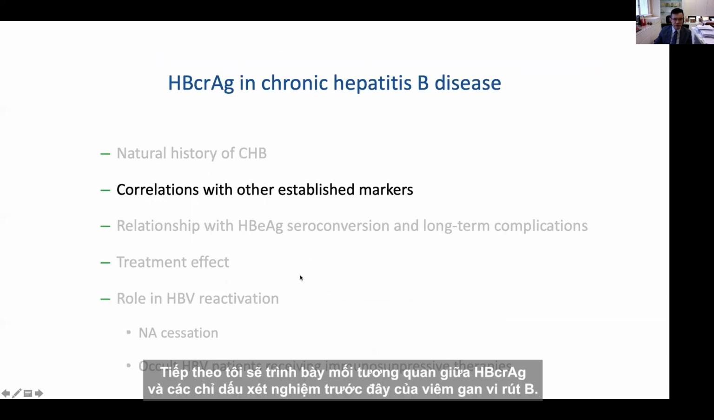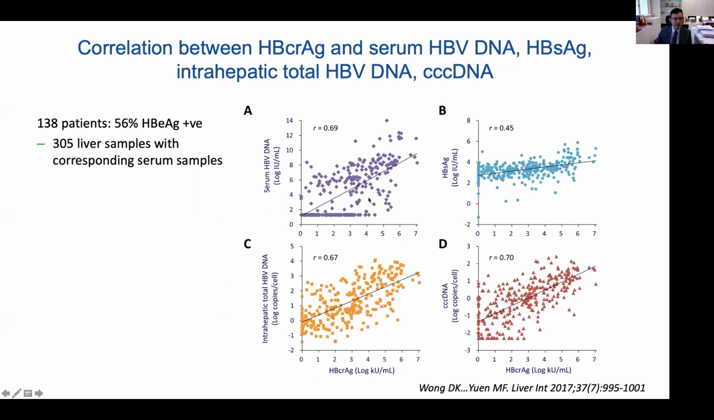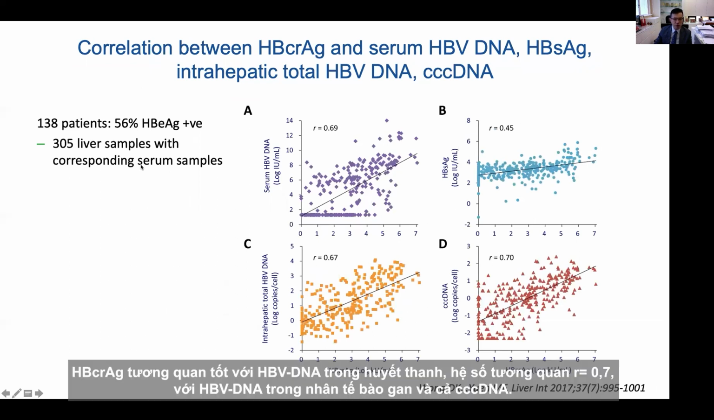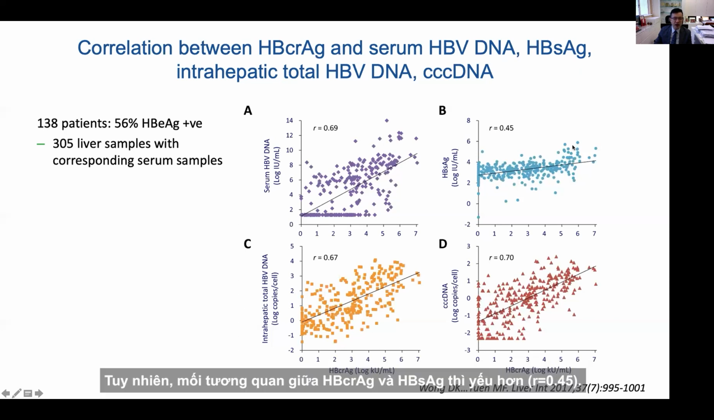My next illustration of core-related antigen is its correlation with the established markers of hepatitis B. According to our study, core-related antigen correlated well, with a correlation coefficient of 0.7, with serum HBV DNA, intrahepatic total HBV DNA, and also cccDNA. However, the correlation was weaker between core-related antigen and surface antigen levels.